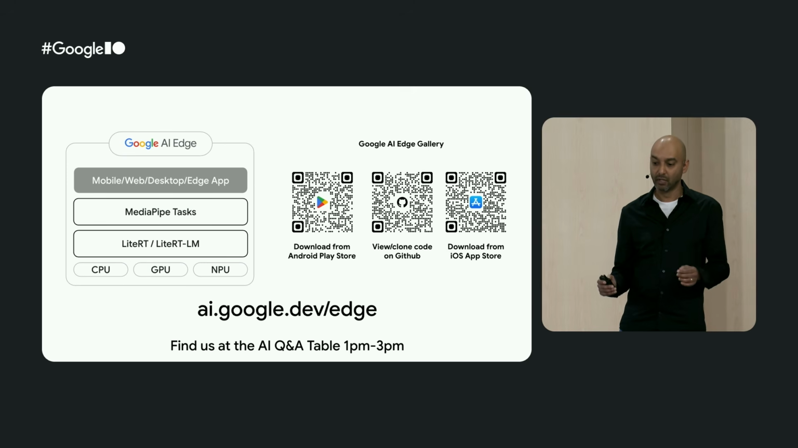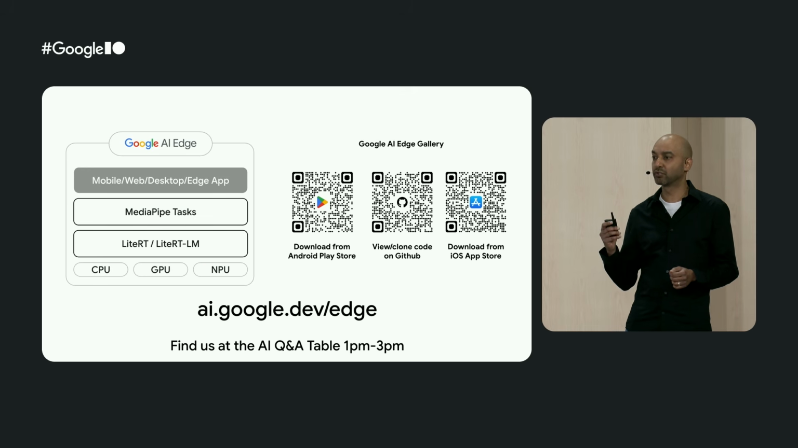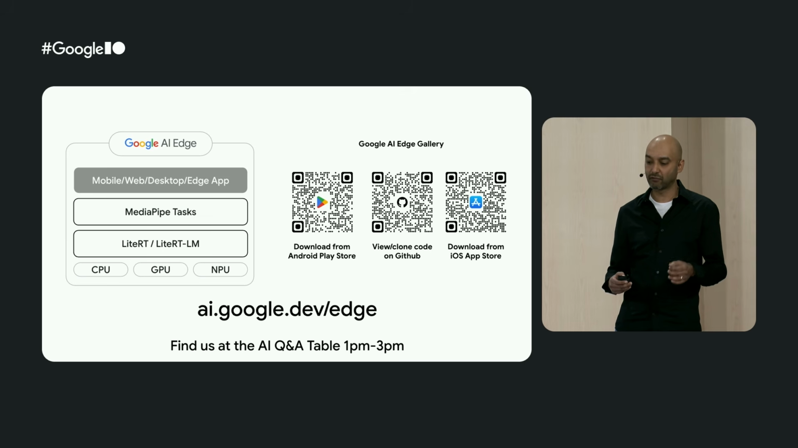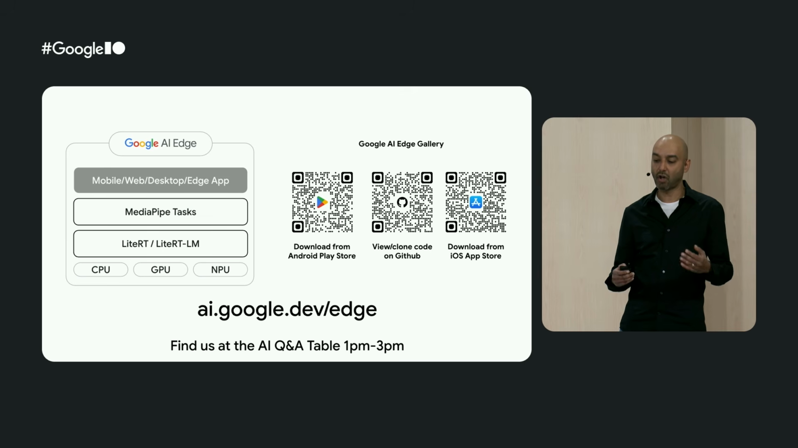So to recap, we started with the Gallery app where you can see what's possible by running Gemma on device. The app is available for you to download on Android and iOS, and you can even download the source code from GitHub, fork it, modify it, use it to build your own apps. Next, we covered MediaPipe Tasks for ready-to-use tasks for various audio, vision, and language capabilities. Really easy to implement and use. We touched on how LiteRT LM powers the LLMs on device. And finally, we talked about how you can use LiteRT to bring your own custom models.